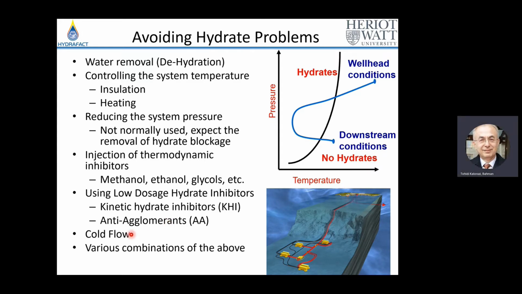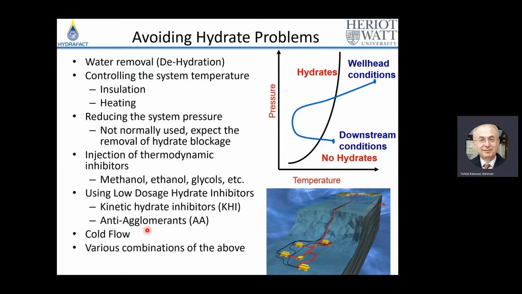And another option is cold flow. In cold flow, we don't use heat, we don't use insulation, and we allow hydrate to form, but control the hydrate formation or the amount of hydrates formed so that they do not result in a blockage. This came for offshore reservoirs where the cost of insulated pipeline or direct heating was high.